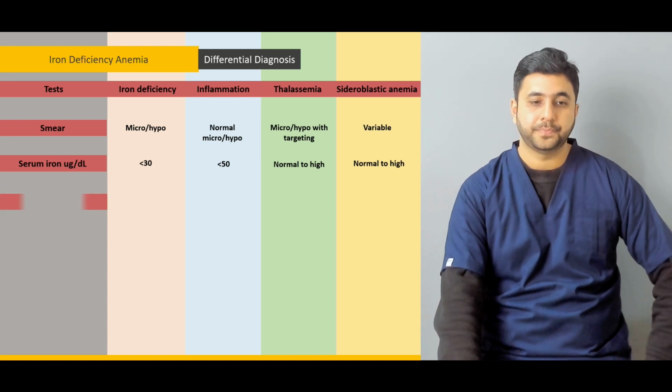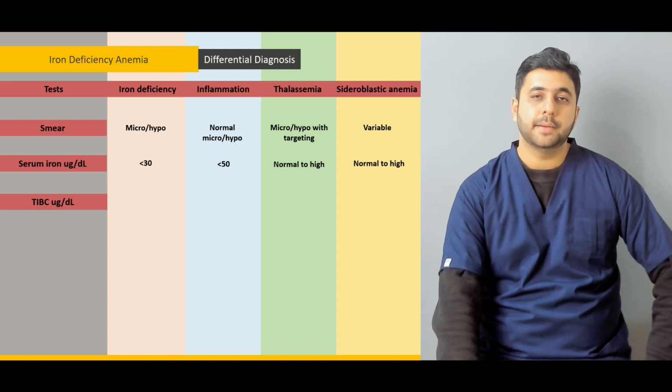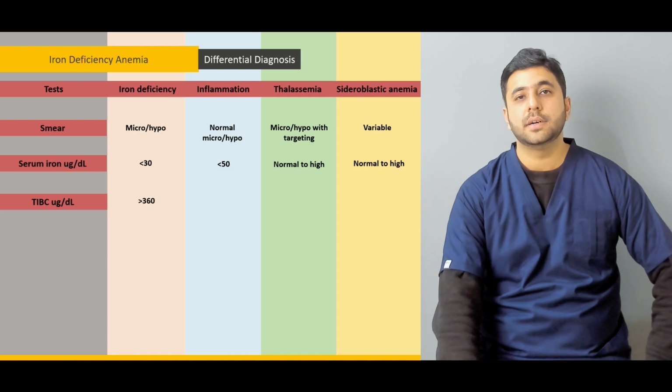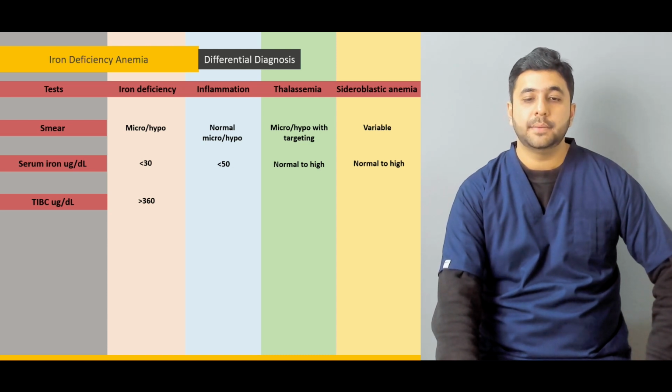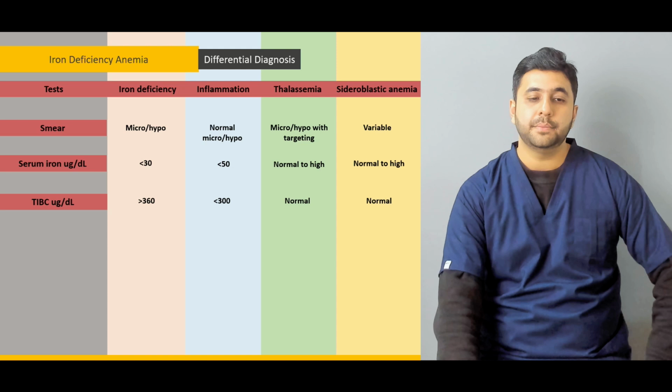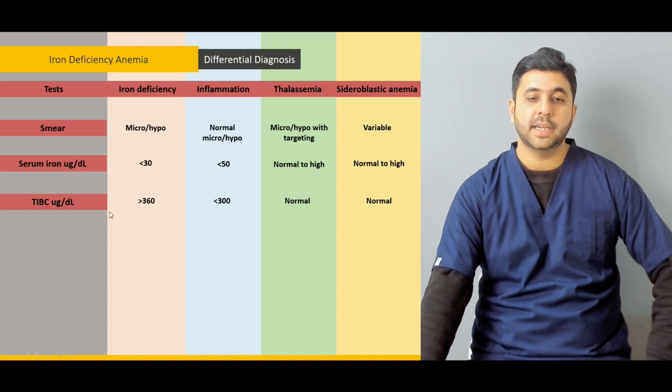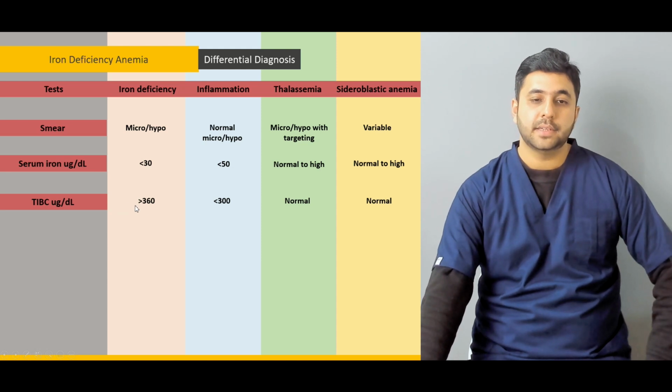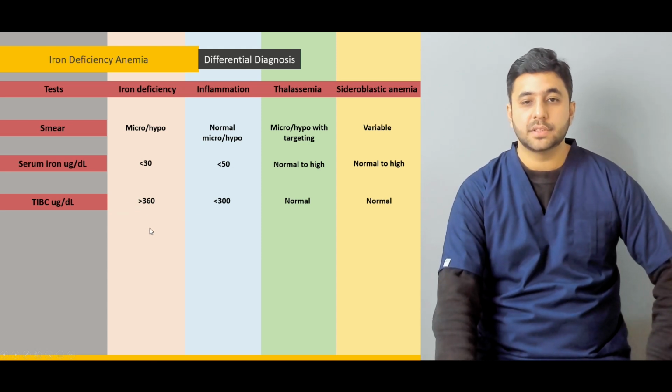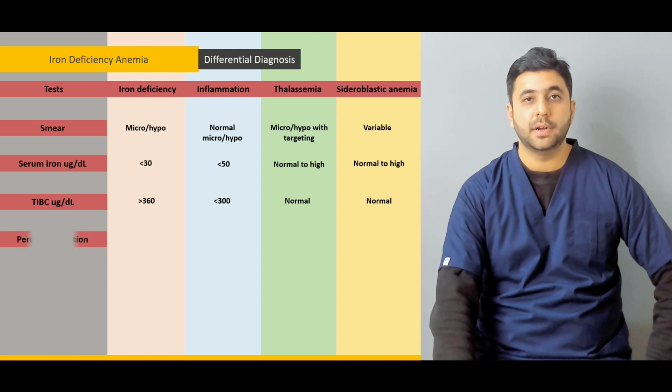The total iron binding capacity, which roughly correlates with the transferrin production or the transferrin level, is increased in iron deficiency anemia to compensate for the loss of iron. But in conditions of inflammation, it will be around normal, which is around 300 micrograms per deciliter. So this is the important differentiating point between iron deficiency and inflammatory anemia of chronic disease. The total iron binding capacity is always increased in iron deficiency and gives us a good point to differentiate the two.